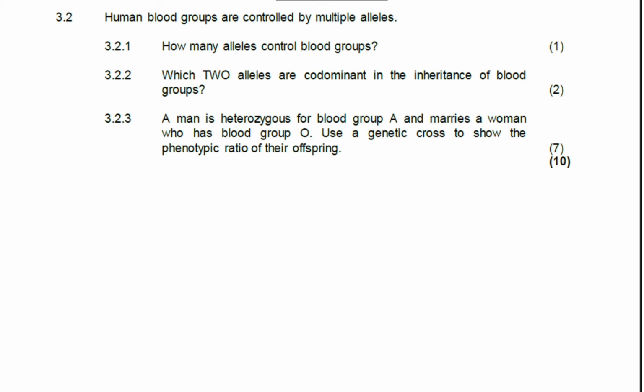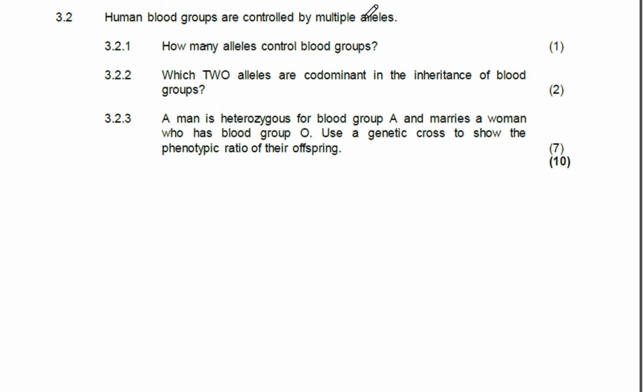It talks about the alleles of the blood groups, which ones are dominant, which ones are codominant, and which one is recessive. And also, you need to know how to do a genetic cross for the blood groups. So let us look at our first question, which is straightforward, for 10 marks. It was a 3.2 question.